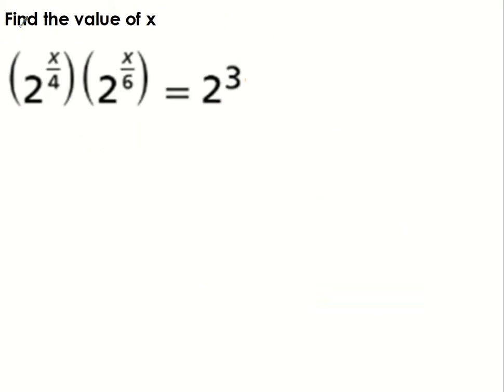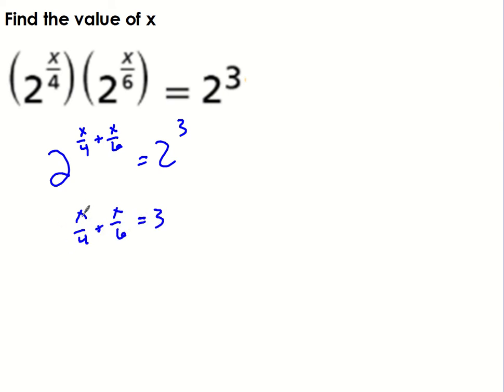All right, last one to try on your own. See how you do. Definitely pause it, try it, see what happens. Okay, so I have rational exponents, same base. So I'm going to add my exponents together. So that's x over 4 plus x over 6 equals 2 to the 3rd. So I have x over 4 plus x over 6 equals 3.